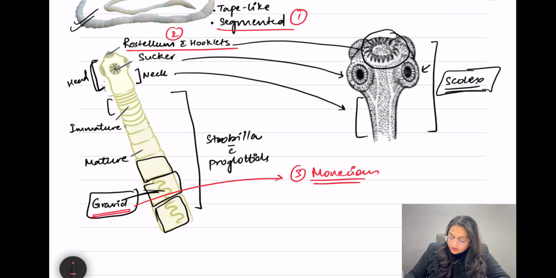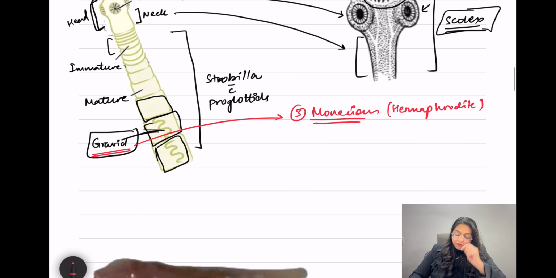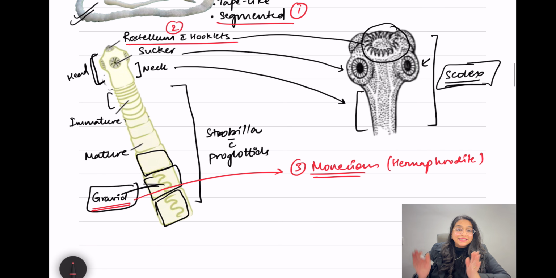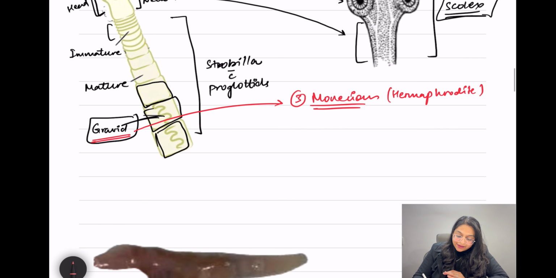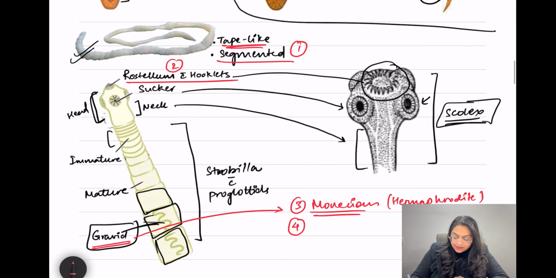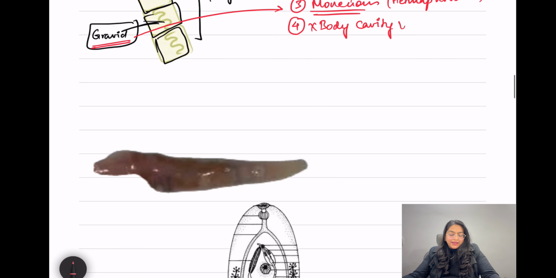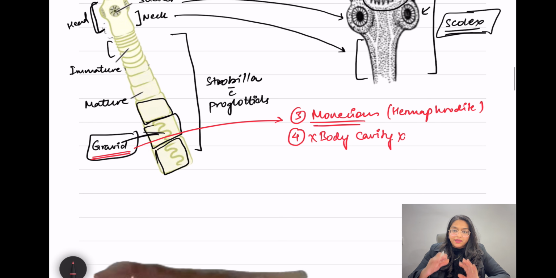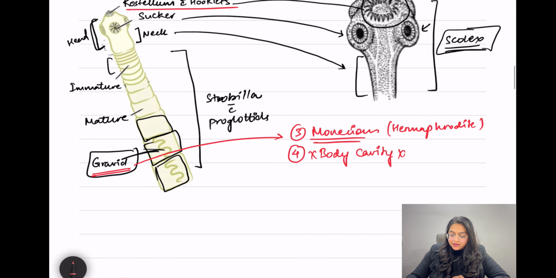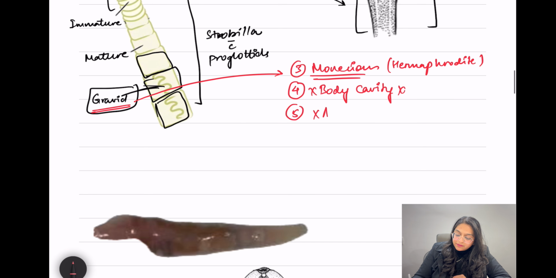It is a hermaphrodite. Hermaphrodite, right? Number 4, what can I imagine? It is flat, it is tape-like. So there is no body cavity. And number 5, I don't see any alimentary canal. There is simply a mouth, and then there is no esophagus and cecum and all. So there is no alimentary canal.